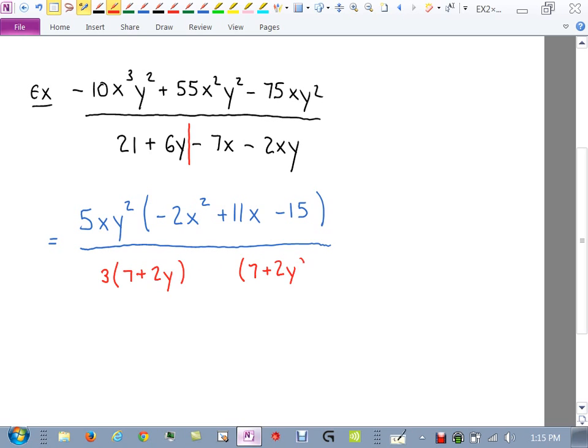7 plus 2y. So what do I need to multiply 7 by to get back negative 7x? Negative 1x. And now if we multiply negative 1x through, we get negative 7x. We multiply negative x times 2y, we get negative 2xy. Okay, I'm happy with this. This may work out.